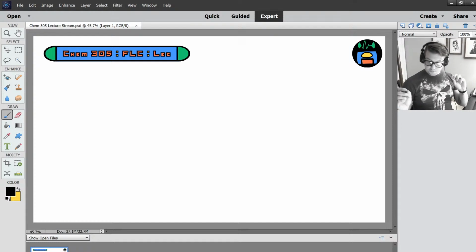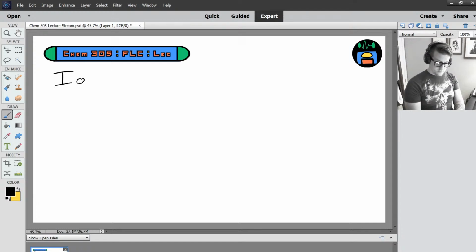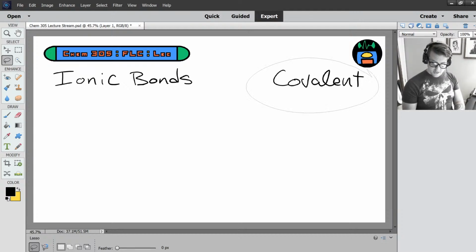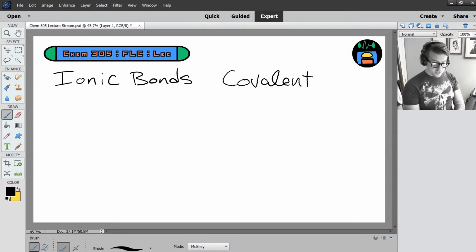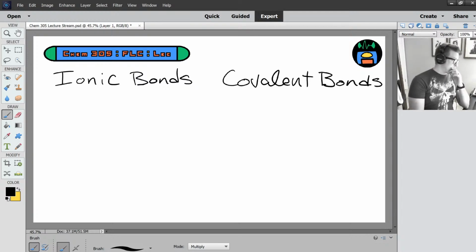All right. Now, at this moment in time, as far as we know, there are 2 types of bonds: ionic bonds and covalent bonds. Let me scoot my covalent over. This is one advantage to lecturing in Photoshop instead of on a blackboard: here I have access to the lasso tool.